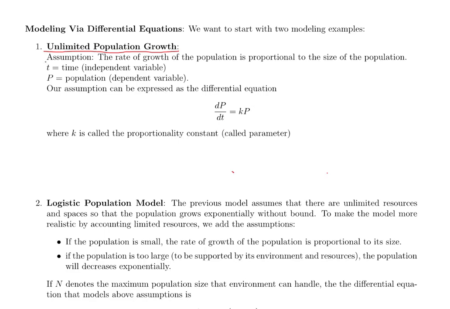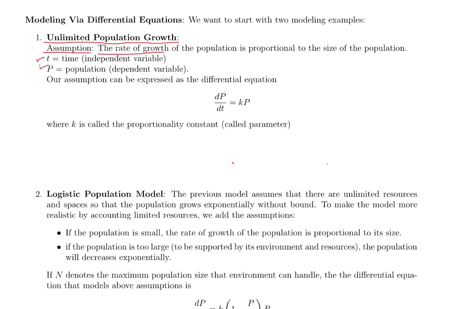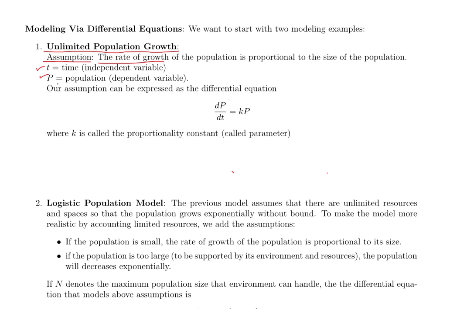So the assumption for this model is the rate of growth of the population is proportional to the size of the population. Okay, so if we denote time by t, which is the independent variable, and the size of the population by p, which depends on time, then this assumption can be expressed by this equation.